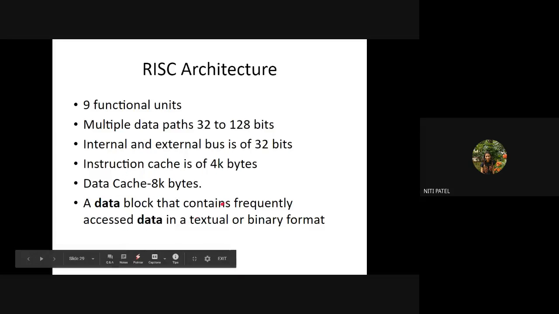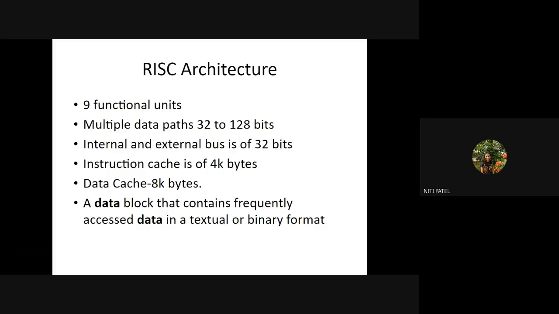A data block contains frequently accessed data in a textual or binary format. There you have one more block called the data block. What will that data block have? It will have all the recently fetched or recently accessed data. Recently I executed A equal to 5 and B equal to 6. Where will the values of A and B be stored? Either in binary format or textual format, they will be stored in the data block.